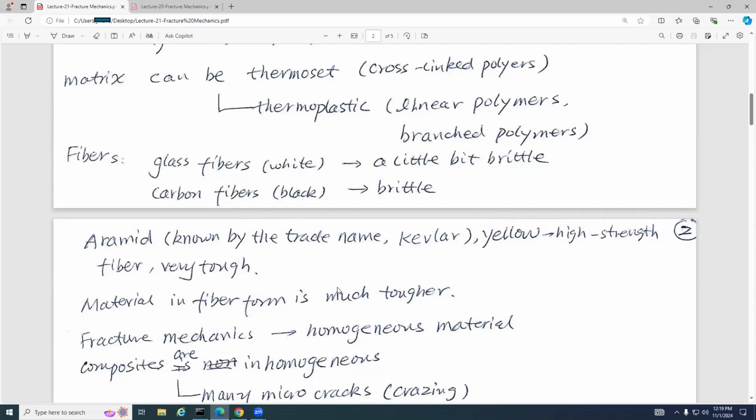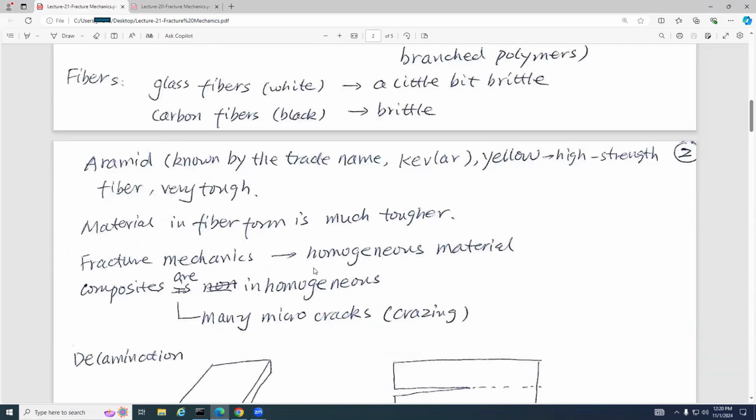You understand this? Then it's very, very tough. However, for bulky material, we have a lot of defects in different locations, in different orientations. As a result, the bulky material will be much weaker when compared with the fiber, even though they are made of the same material. So fracture mechanics is used for the homogeneous material, right? You should know that the components are inhomogeneous, and they have many micro cracks.